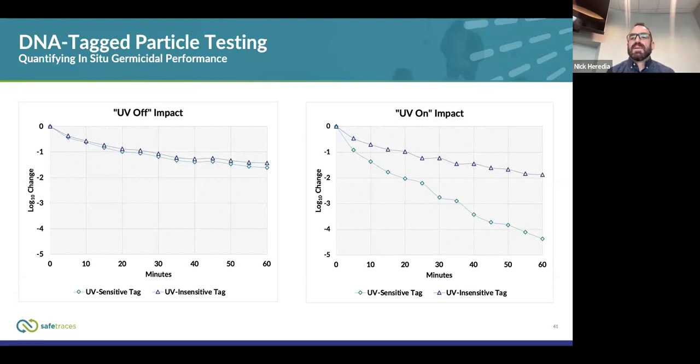And here you can see that the UV insensitive tag, the dark blue triangles, behaves very similarly and has the same essential log reduction as when the UV is off. But with the UV sensitive tag tracer, now you can see the effect and contribution of that UV light in the greater decay of those tagged particles. Next slide, please.